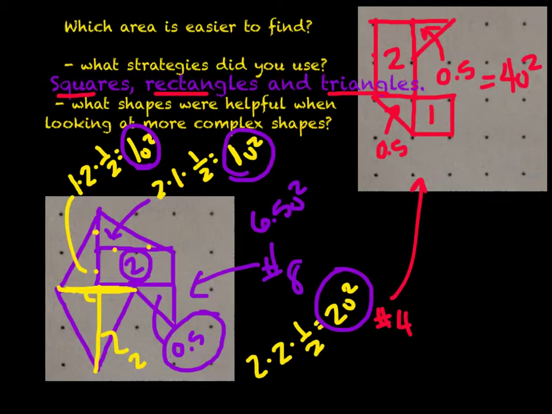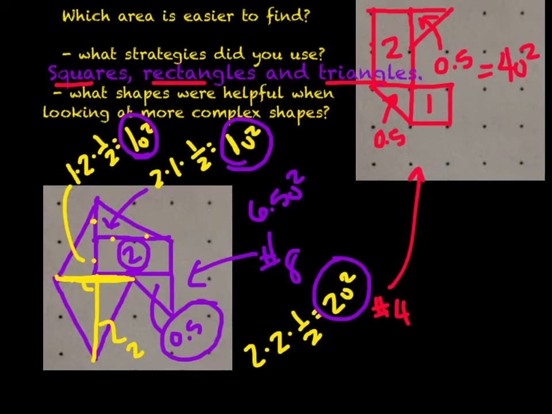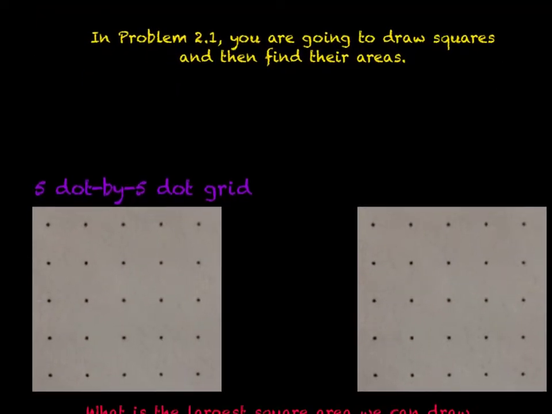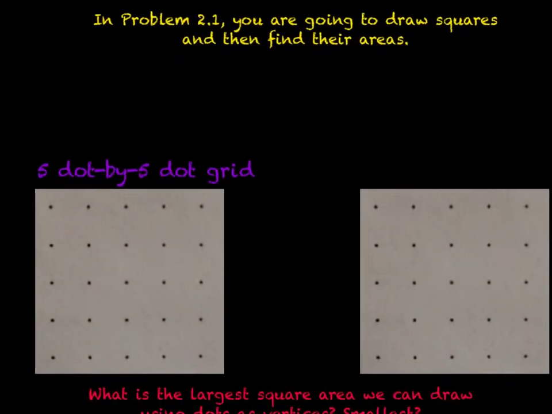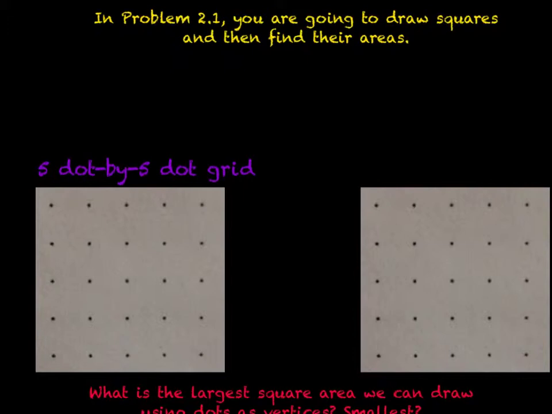So let's go on and take this concept a step further. Now, in problem 1 or 2.1, we're going to be drawing our own squares and we're going to find their areas. So you're going to be given paper, or if you look on your table, there is paper in laminated sheets that looks like this, and we have 5 by 5 dot grids.